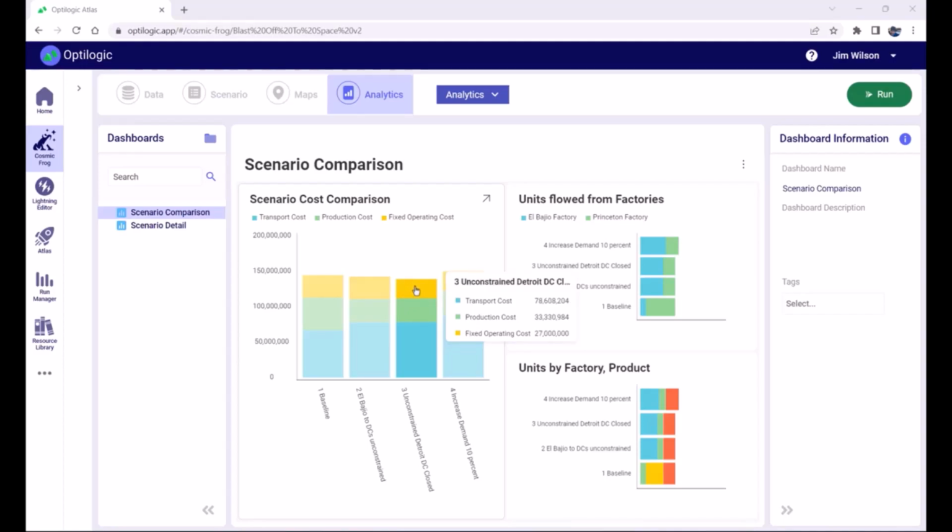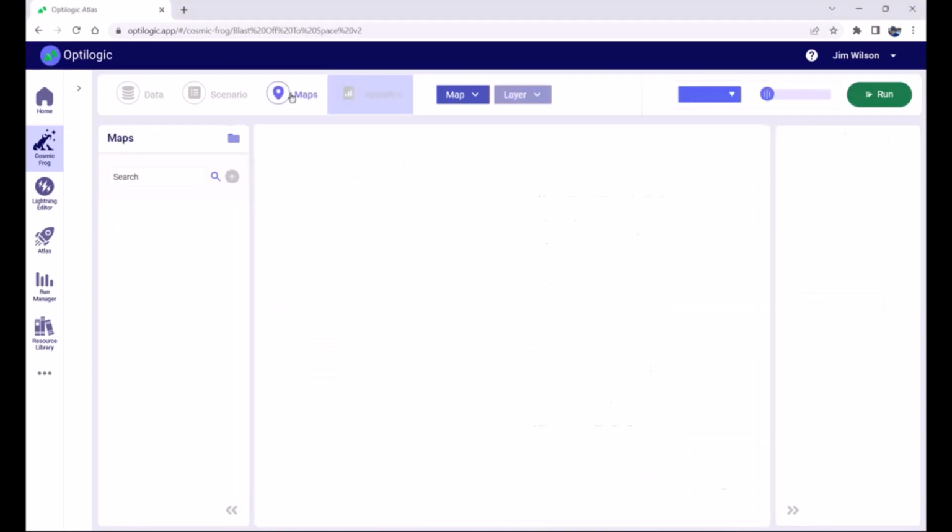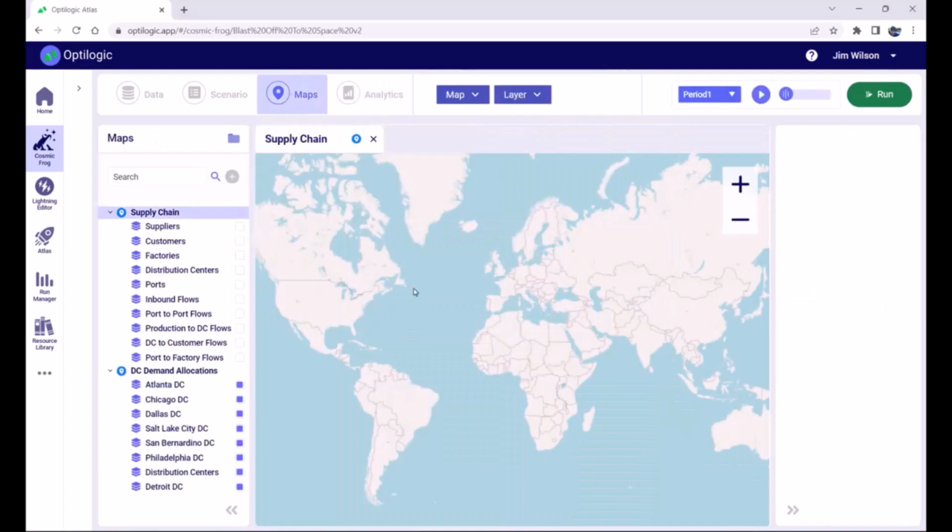And then finally, we can see that when we increase demand by 10% across all those scenarios, we see an increase in both the cost of production, because we're having to produce more product, and also an increased cost in transportation, because we're having to transport more product as well. So, that's the story behind each of the scenarios. So now let's go and tell that story on the map.